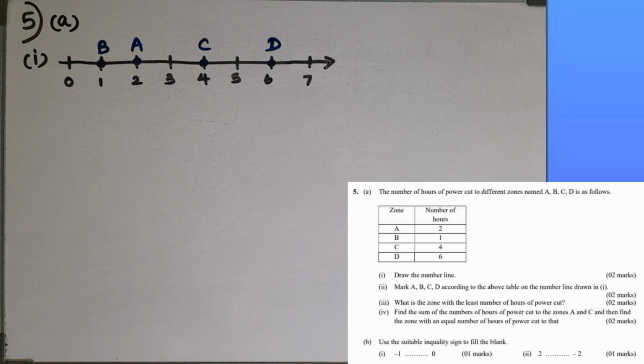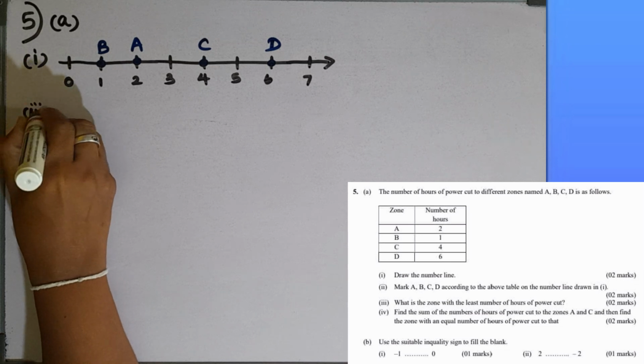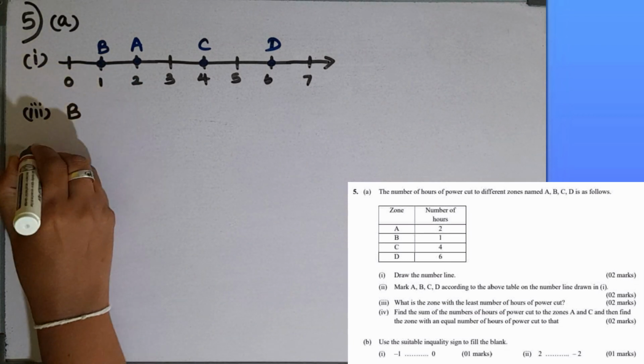Then third question, what is the zone with the least number of hours of power cut? The zone with the least number of hours is B. It is with 1 hour.